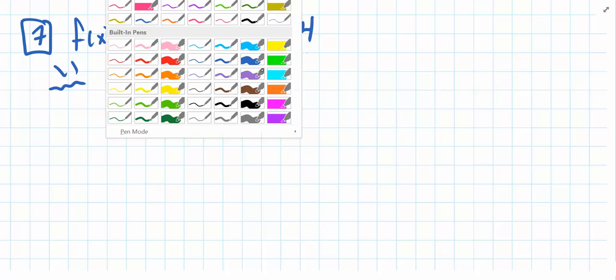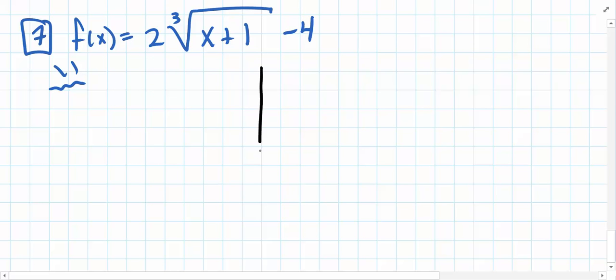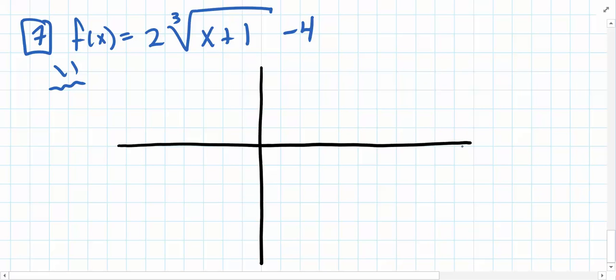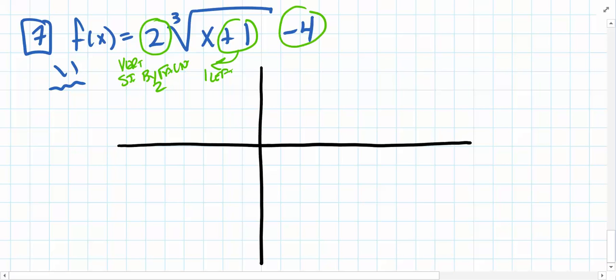All right, let's talk about what each thing's going to do. First of all, what is this 2 going to do? It's going to vertically stretch by a factor of 2. How do you stretch a squiggly line? I'm going to show you. What is this plus 1 going to do? To the left, 1 unit to the left. And then finally down 4 units. Everybody understand the game plan so far?